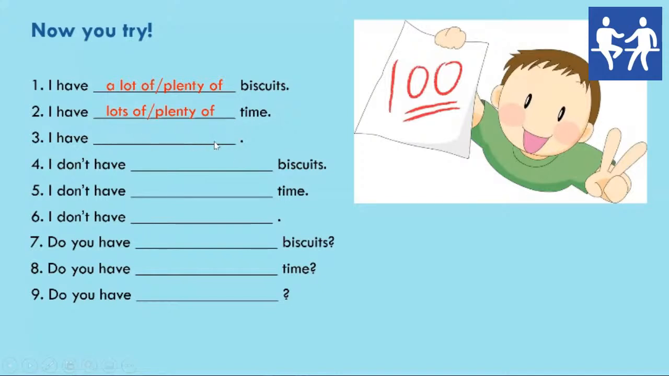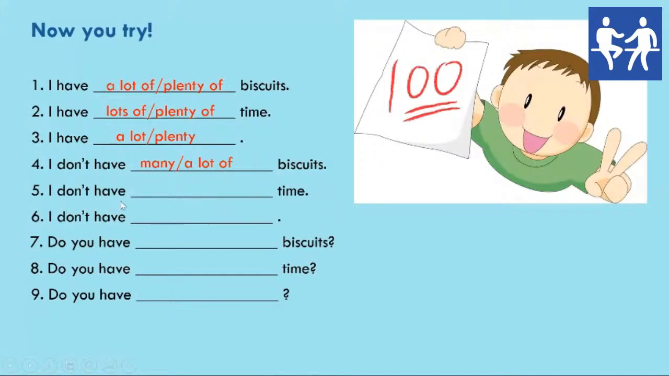Sentence 3, so we don't have a noun at all, but it's still a positive sentence. So we can use a lot or plenty. Sentence 4, I don't have biscuits. So this is a negative sentence. Biscuits is a countable noun. So our options are I don't have many biscuits or I don't have a lot of biscuits.